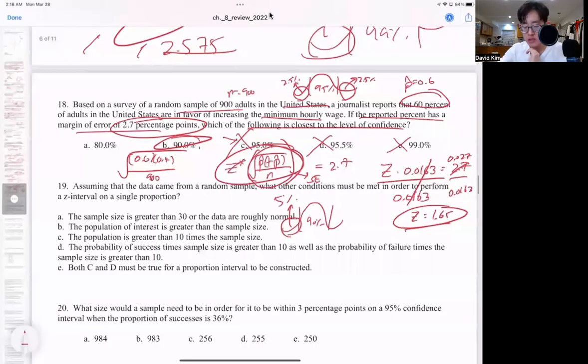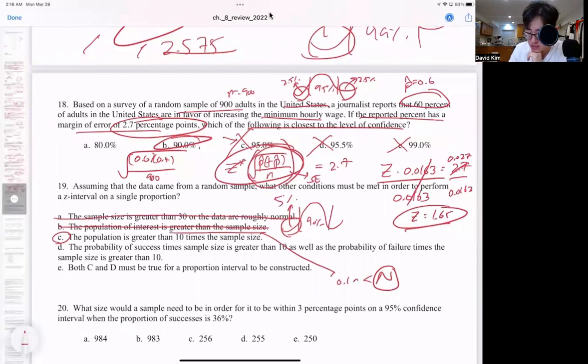Number 9, assuming that the data came from a random sample, what other conditions must be met? Okay, so first of all, A is the central limit theorem. We don't really need to have that. B: the population of interest is greater than the sample size. Now that has to be true. That's the 10% rule, which states that the population has to be at least 10 times greater than the sample. Actually, C is the better answer because C literally says what I just told you in a much more specific sense. So B is out of there because C is a better choice.